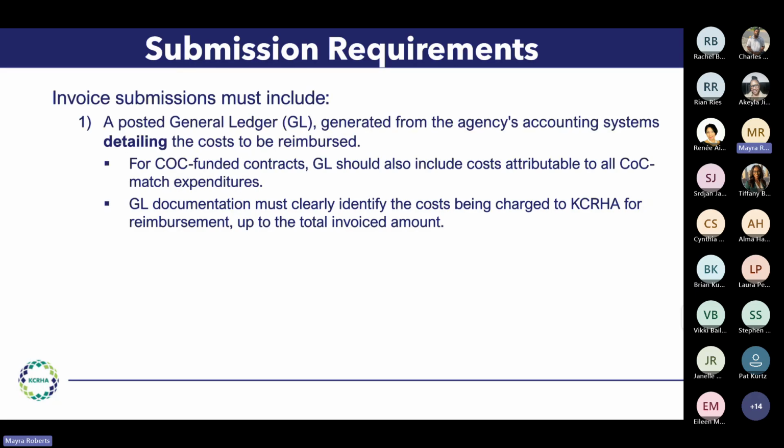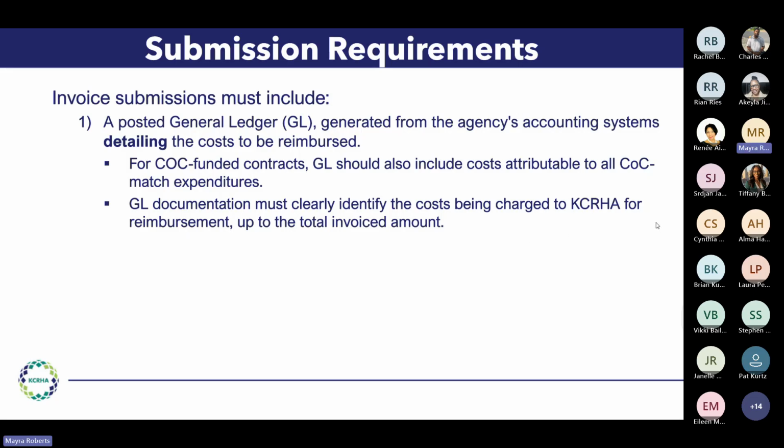Invoice submissions must include a posted general ledger generated from the agency's accounting system detailing the cost to be reimbursed. For COC-funded contracts, the GL should also include the costs that are attributed to all COC match expenditures. The GL documentation must clearly identify the cost being charged to KCRHA for reimbursement up to the total invoiced amount.